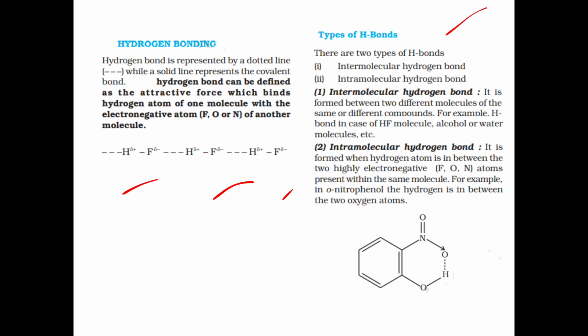And the second one is the intramolecular hydrogen bond. It is formed when the hydrogen atom is in between two highly electronegative atoms present within the same molecule. For example, ortho-nitrophenol is an example of intramolecular hydrogen bonding. There is a hydrogen bond between the oxygen of the NO2 and the hydrogen of the OH.